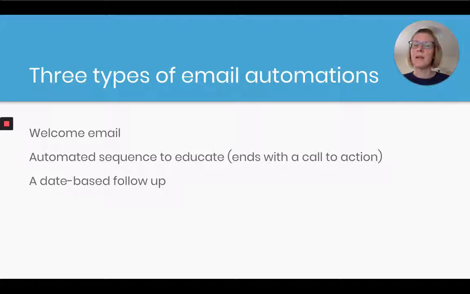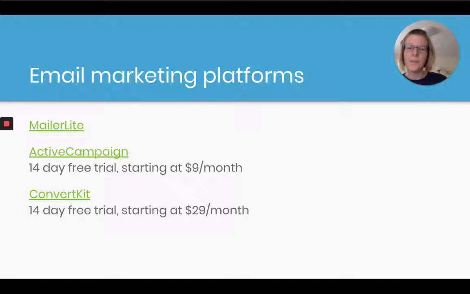So the 3 types of email automations that we're going to talk about today are the welcome email, an automated sequence designed to educate that ends with a call to action, and then a date-based follow-up email. We'll also talk about 3 specific marketing platforms. There are a ton of email marketing platforms, and these are 3 that I like to use and I've used before and I think are good, but feel free to pick any email marketing platform that works for you. We'll talk about the general process of things. So if you're not using one of these, you'll be able to take this information and implement it based on this process that we'll talk about.